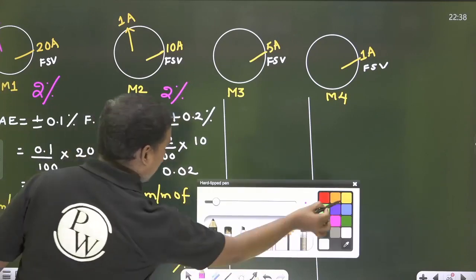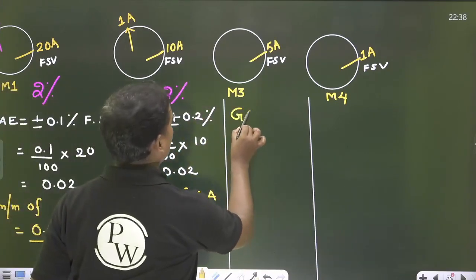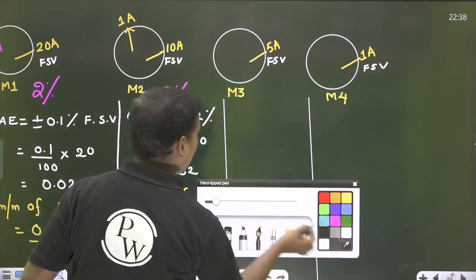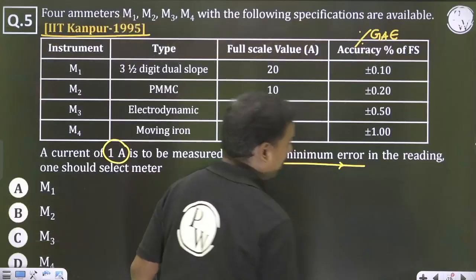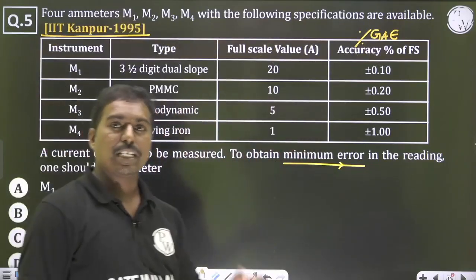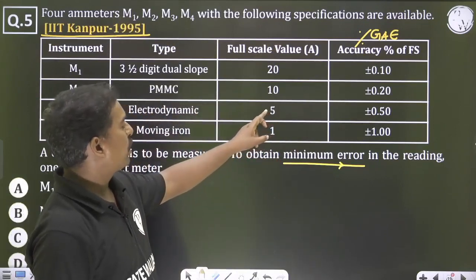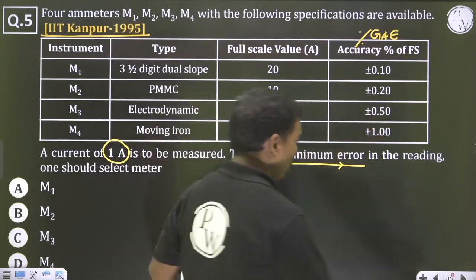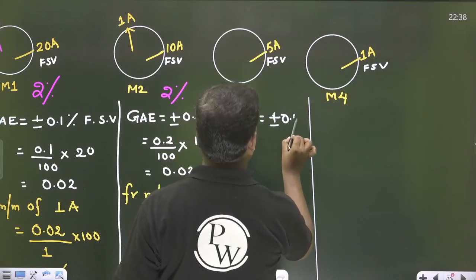Let us go for the third instrument. What is the guaranteed accuracy error given for the third instrument? That means the error which is guaranteed with reference to the full scale value. For the third instrument, the full scale value is 5, and the guaranteed accuracy is plus or minus 0.5%.